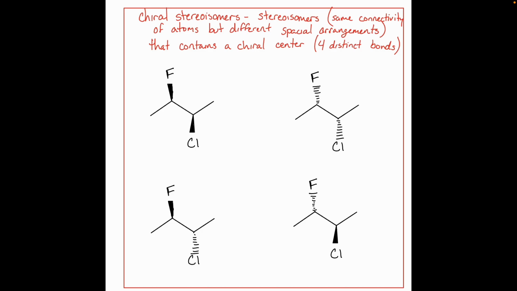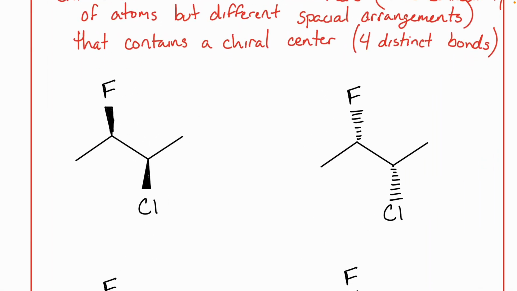All right, if we look at these top 2 here, these are actually mirror images of one another, right? I flipped my wedged bonds to dashed bonds. So we have a special name for a pair of molecules that are mirror images of one another. This would be a pair of what we call enantiomers. Enantiomers are mirror images of one another.